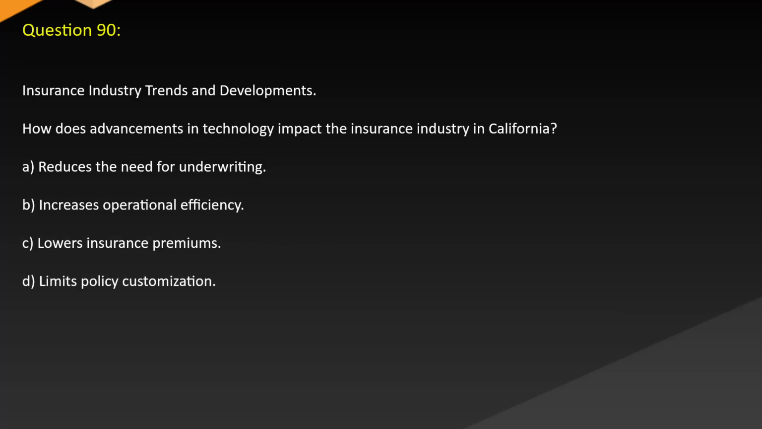Question 90. Insurance industry trends and developments. How do advancements in technology impact the insurance industry in California? A. Reduces the need for underwriting. B. Increases operational efficiency. C. Lowers insurance premiums. D. Limits policy customization.